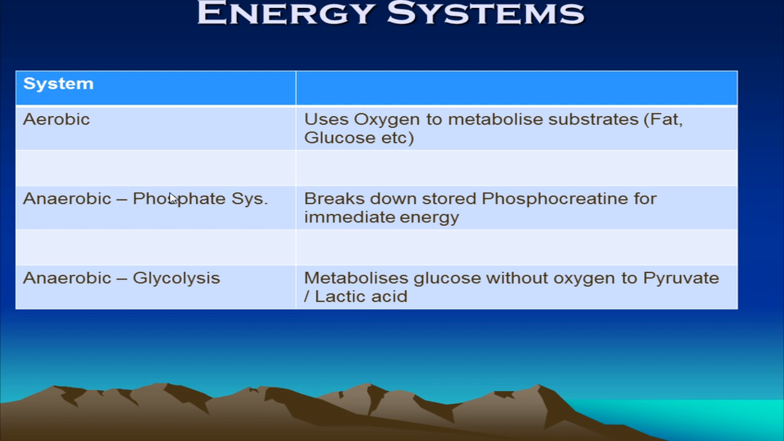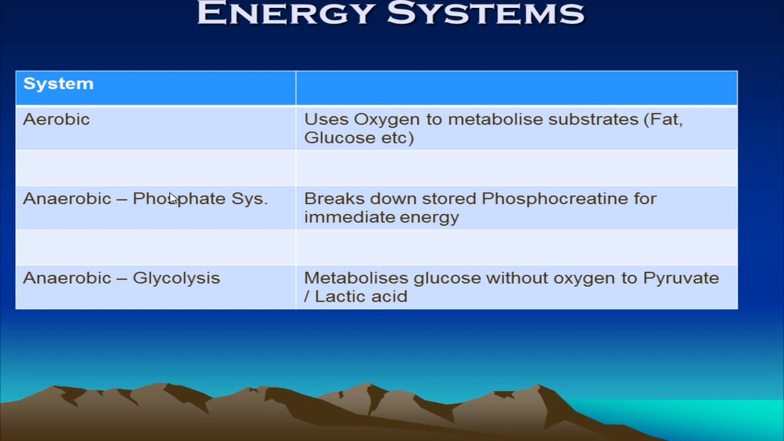And really there's three systems that produce these ATP molecules, and we've got to constantly build them up because we're always using them. The first is the aerobic, and really simply this uses oxygen to metabolize the substrates or the fuel sources, things like fat, glucose, etc. So it uses oxygen. It's a really effective way of producing energy because it can produce large quantities of these ATP molecules. The problem being it can only really do it at relatively low intensity levels because it's a fairly slow process. It's quite a long process of breaking down fats and breaking down glucose.